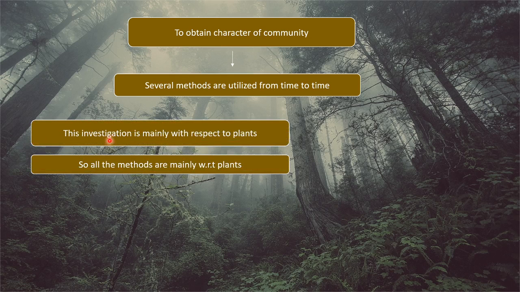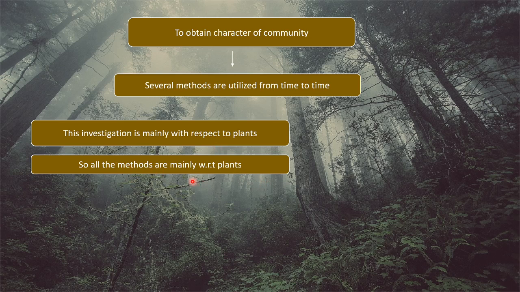Now most of the studies of community ecology are done with respect to only plants, right? So whatever investigation has been done in community ecology is mainly done with plants, and therefore the methods that we are going to discuss right now will also be related to plants, because though community could also be in animals, it could also be in plants, right? But most of the community ecology has been studied with plants, and so the methods are also explained with respect to plants.